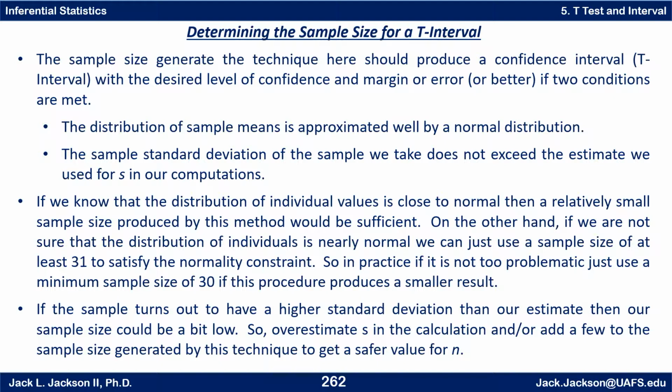On the other hand, if we are not sure the distribution of individuals is nearly normal, we can just use a sample size of at least, say, 31 to satisfy the normality constraint. So in practice, it's not too problematic to just use a minimum sample size of, let's say, 30 if this procedure produces a smaller result. If the sample turns out to have a higher standard deviation than our estimate, then our sample size could be a bit low. So overestimating S in this calculation and or adding a few to the sample size generated by this technique will give us a safer value of n.